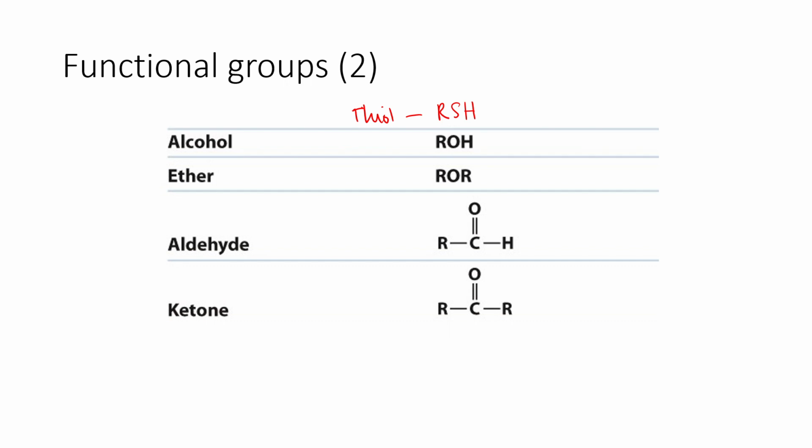Next, we have the aldehyde and the ketone. Both of these contain a carbonyl group, the C double bonded to O. The aldehyde is located at the end of a molecule. It has one R group, and the other side is a hydrogen. That's the end of the molecule. A ketone is a carbonyl group that's located somewhere in the middle of a molecule. So the carbon is bonded to two R groups.